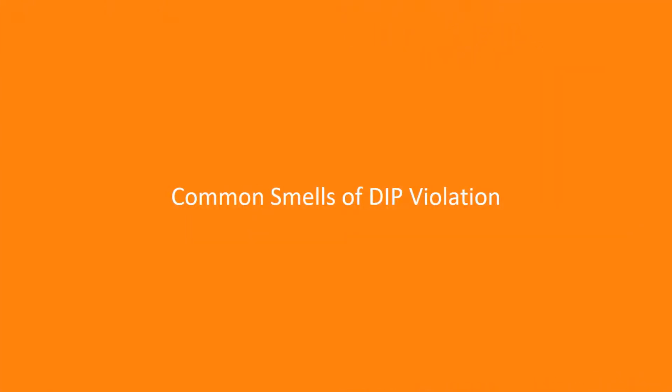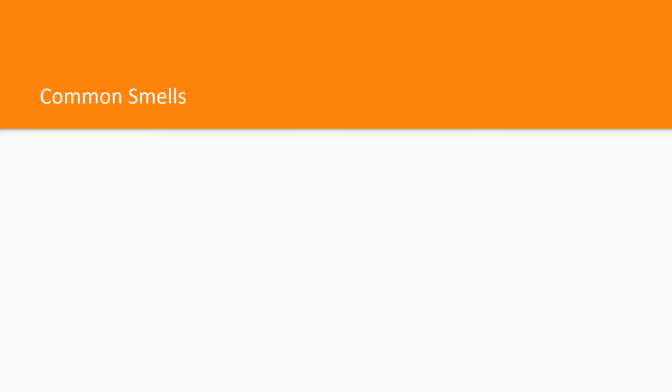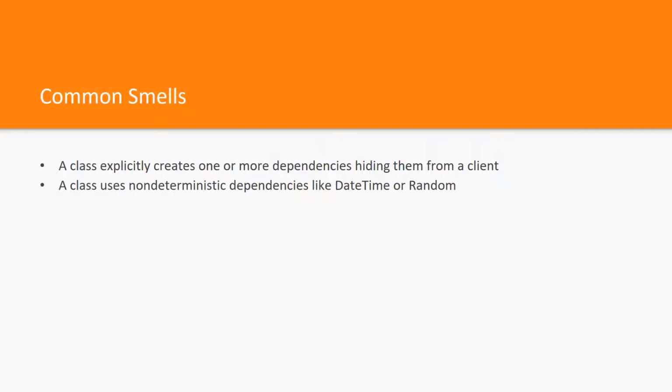This lecture is titled Common Smells of DIP Violation. All the common smells of DIP violation take their roots from the DIP definition. DIP clearly states that high-level policies should not depend on low-level details. So the common smells are the following. A class explicitly creates one or more dependencies, hiding them from a client. A class uses non-deterministic dependencies like datetime or random.